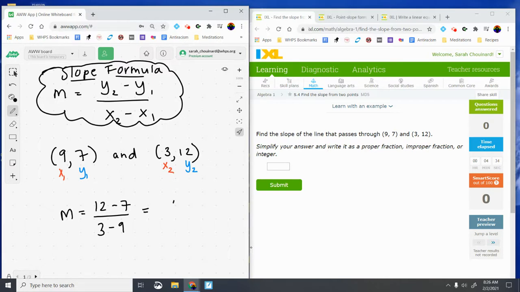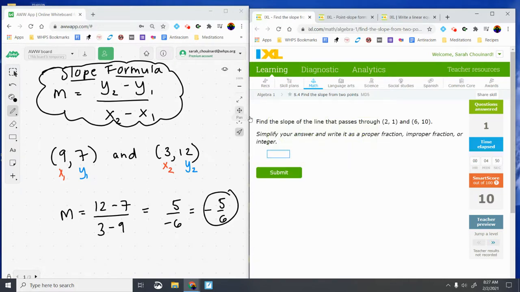And that's going to give me 5 over negative 6, which a positive divided by a negative in general is just a negative. So my final answer is negative 5 over 6. Let's do one more.